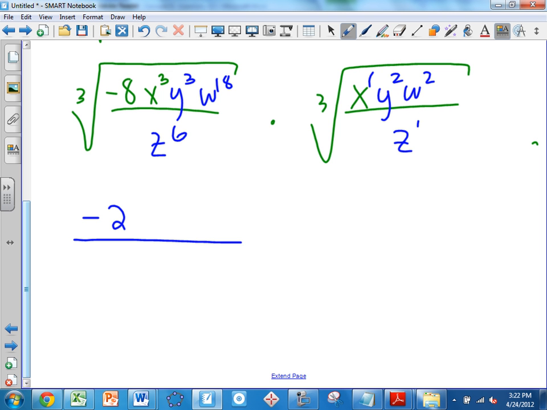Next. X and Y. Why are their exponents not there? It's just a 1. Remember, 3 divided by 3 is 1. 3 divided by 3 is 1. What about the w? 6. What about the z? Squared. Very good.